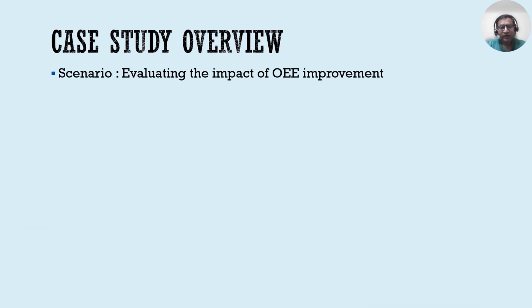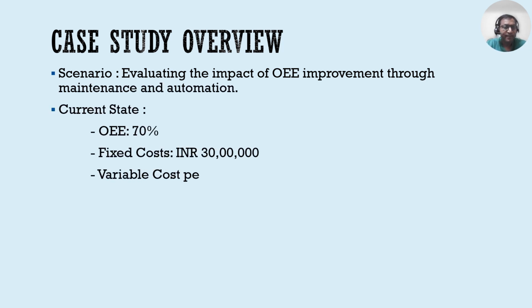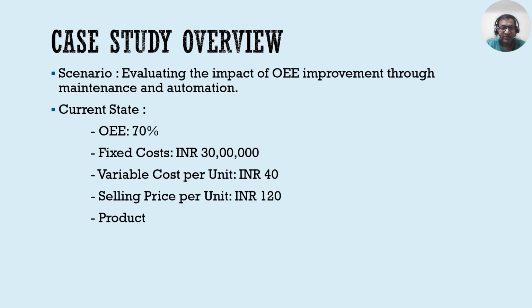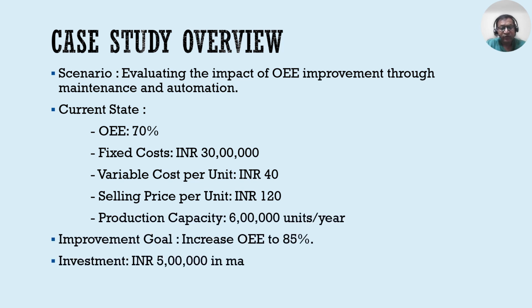Let's go through a hypothetical case study where we are going to evaluate the impact of OEE improvement through maintenance and automation. Current state. The current OEE of the production facility is 70%. The fixed cost of the current facility is 30 lakhs. The selling price of the product per unit is 120 Indian rupees and the variable cost per unit is 40 rupees. Current production capacity is 6 lakhs per year.